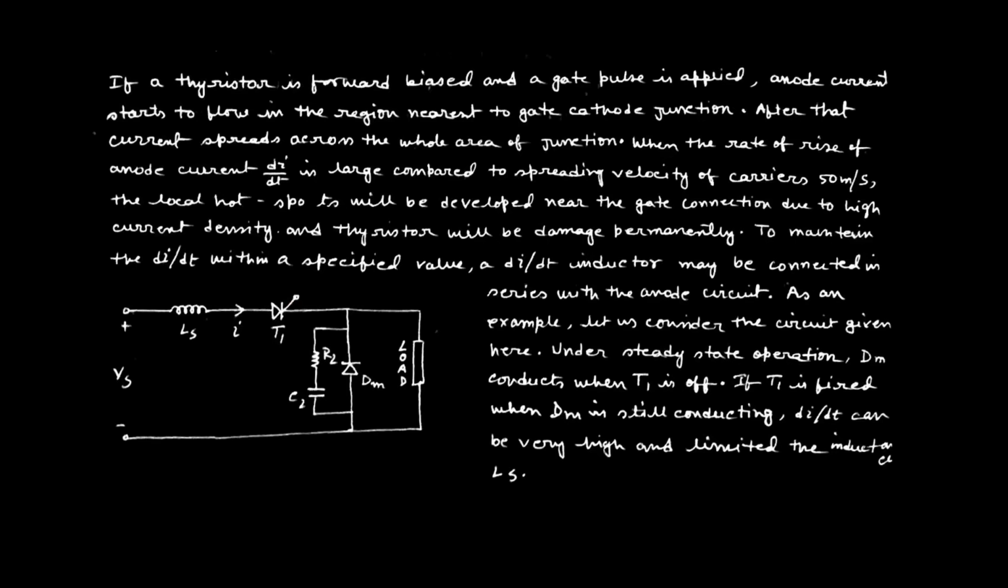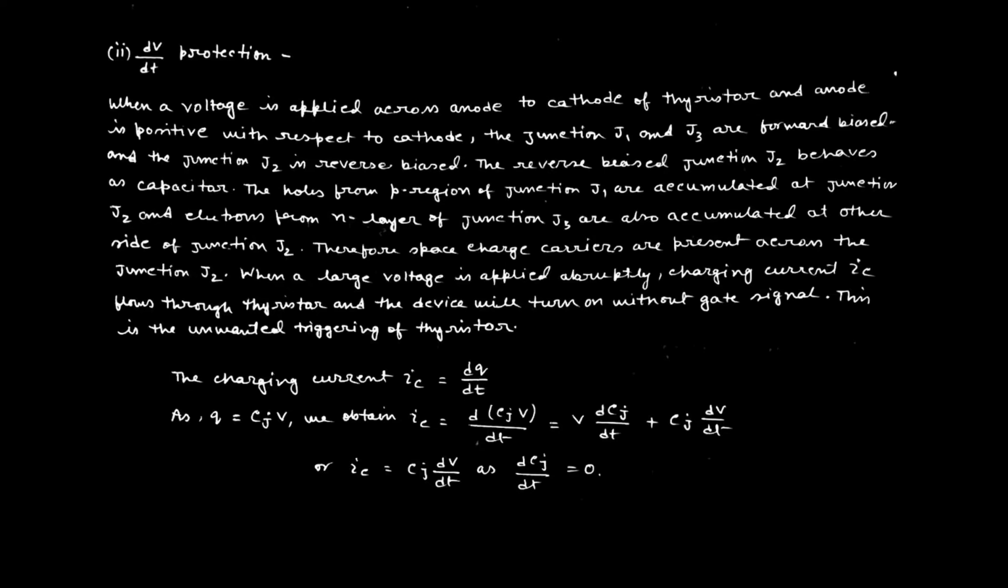The next is dv/dt protection. When a voltage is applied across anode to cathode of a thyristor and the anode is positive with respect to the cathode, the junctions J1 and J3 are in forward biased condition, as discussed many times before, and the junction J2 is reverse biased. The reverse biased junction J2 behaves like a capacitor.